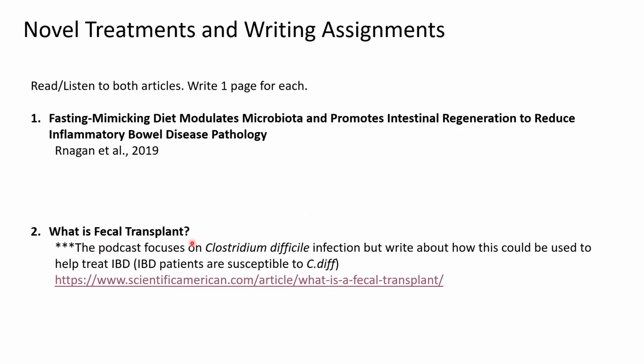So I brought this up. It sounds pretty bizarre. It usually gets some chuckles from the crowd when we have this in the classroom. However, it's a very, very, very interesting line of research. And so what I have here is a Scientific American podcast from a woman who is talking about C. diff and how C. diff infection can be treated with this fecal transplant. But what I want you guys to do is listen to this, and then in your one-page review, talk about how you think this could also be used to treat IBD.